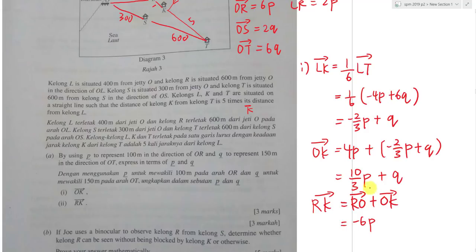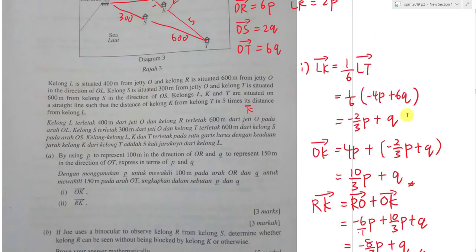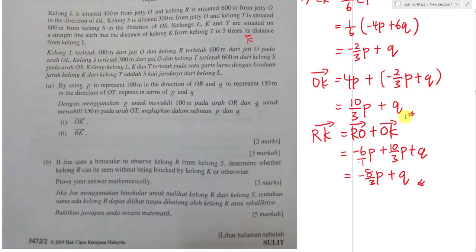And OK, we just got above, so we plus 10 over 3P plus Q. Negative 6 is changed to negative 6 over 1, right? If I times 3, this becomes negative 18. So it's negative 8 over 3P, and then plus Q. Alright, this is how I get my OK and RK. The 3 marks actually is quite a lot of work.